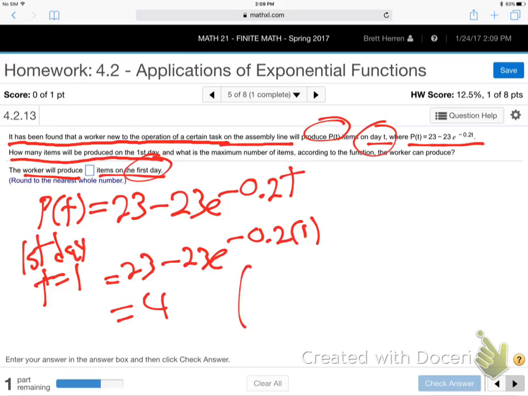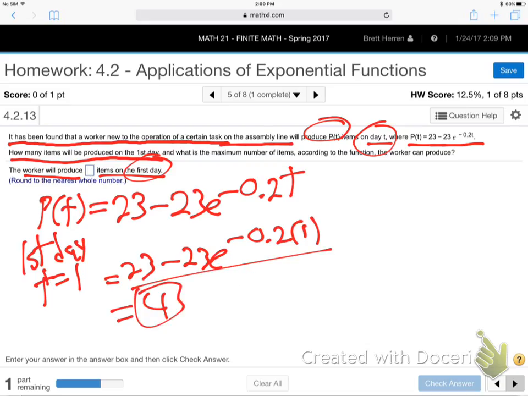Basically, you type in 23 minus 23 e to the power, well, it kind of depends. Your e to the x button does the power automatically on most calculators. So just hit the e to the x button, and then the negative 0.2. Just type in what you see, basically. If you have trouble with that, I'd be glad to help you after.